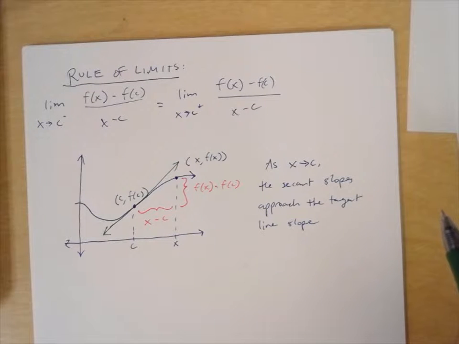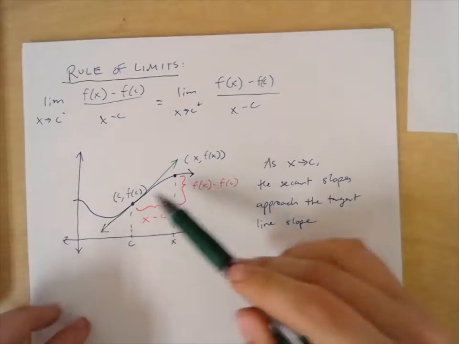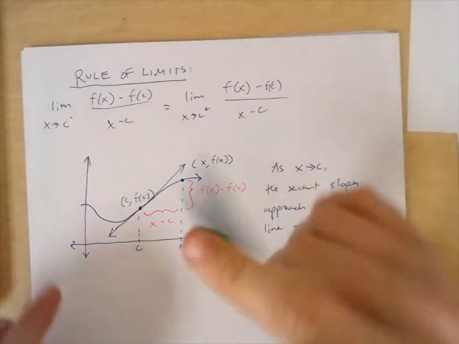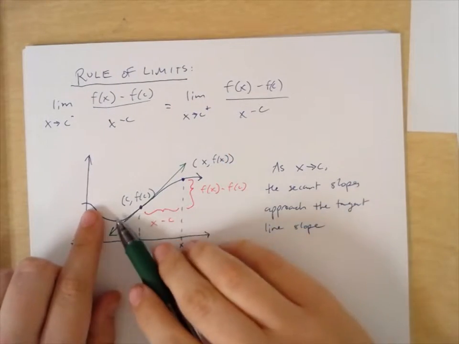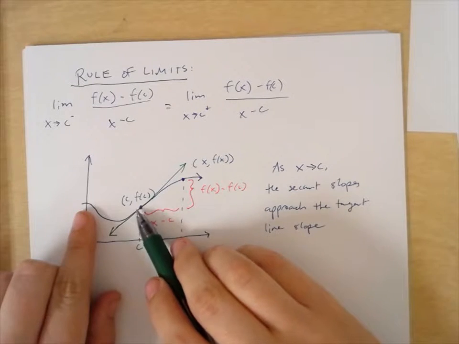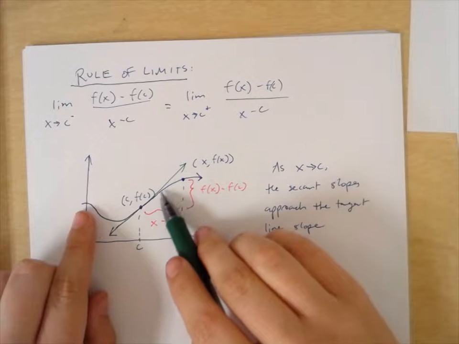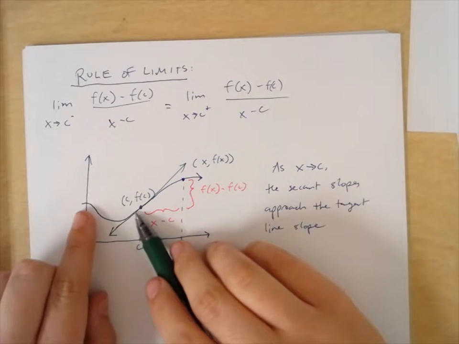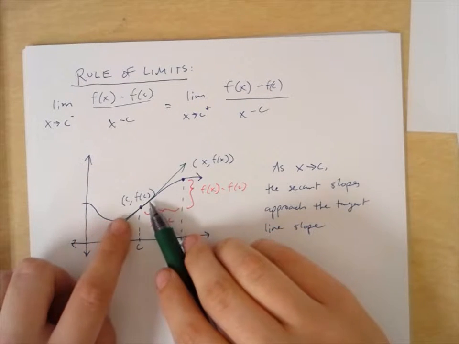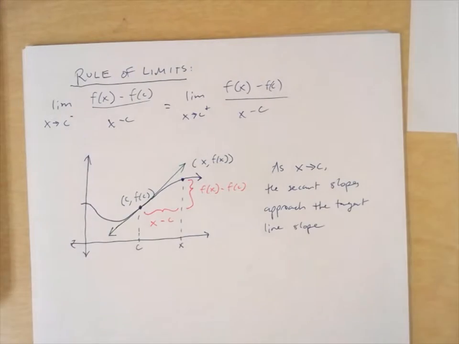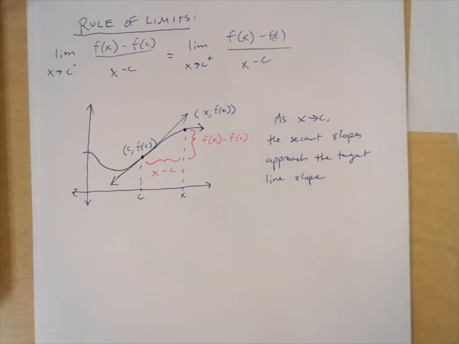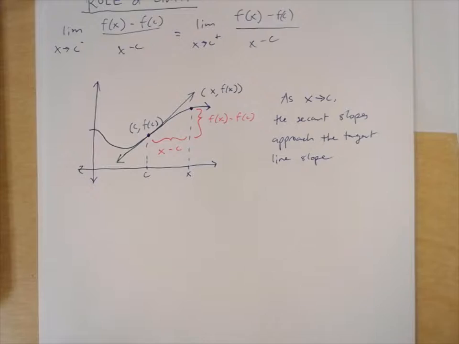And the limit should be the same from the left and the right. We should approach the same slope value, making our secant lines in this direction and in this direction. That's all it's saying. It doesn't matter which direction you make your secant lines in, the limits should approach the same value. Okay.